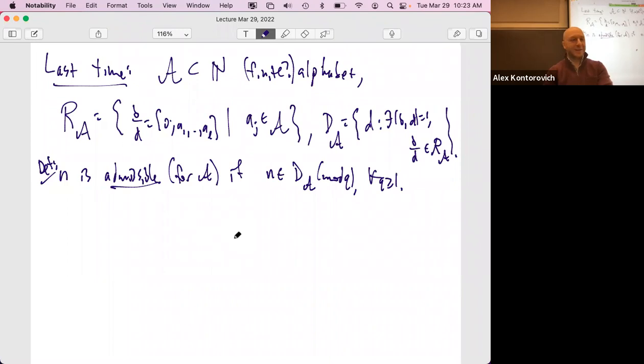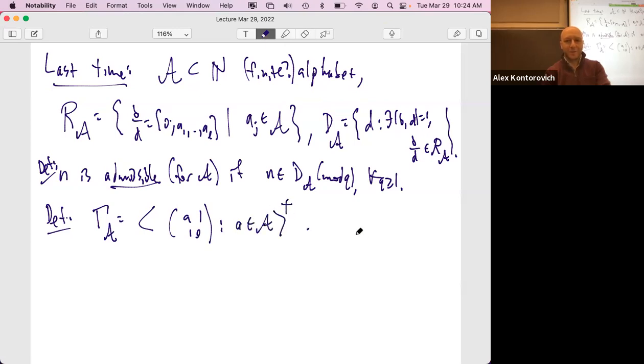Right. So it's harder than just Chinese remaindering for prime powers. It's not much harder. But you have to be a little bit careful. Right, and then we defined this semigroup gamma_A, which is the semigroup generated by things in the alphabet. And this is how we understood all of the modular restrictions through strong approximation.